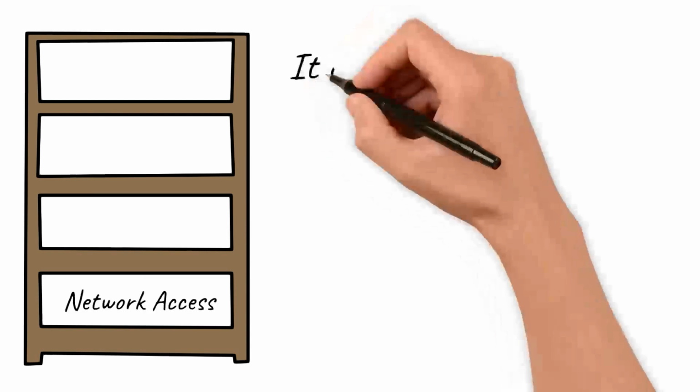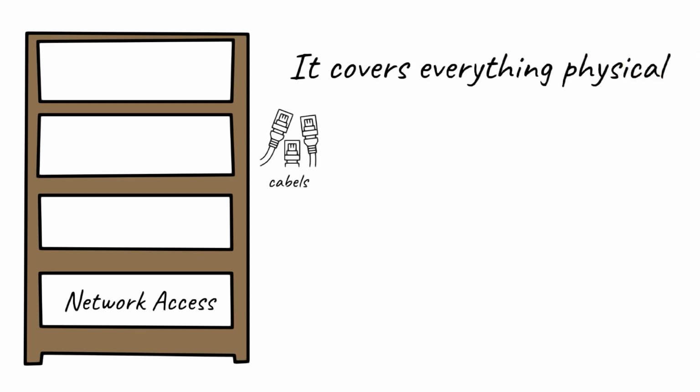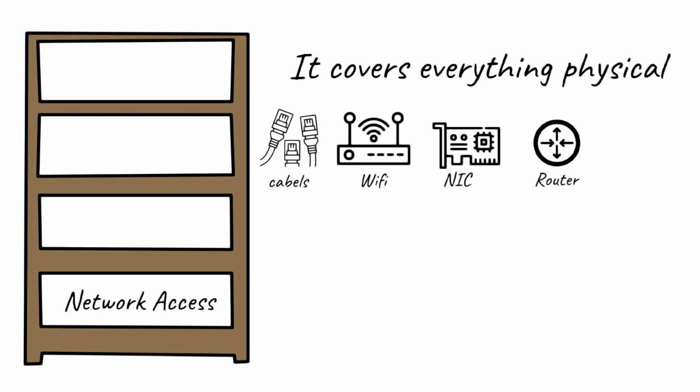First shelf, the network access layer. This shelf is all about getting data moving. It covers everything physical, like cables, Wi-Fi signals, and hardware such as NICs, routers, and switches. Think of this shelf as the foundation of TCP/IP. Without it, data simply can't travel, but it doesn't stop there.